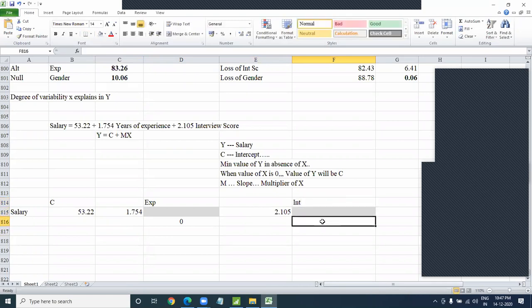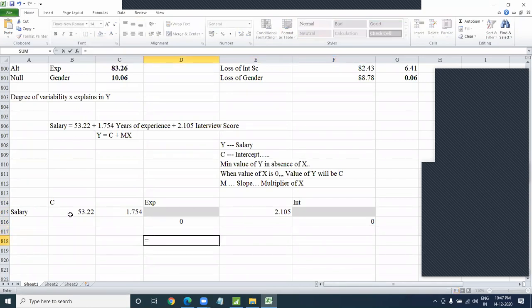And this is also getting multiplied. So 2.105 multiplied by interview score. Now, if you look at the equation, salary is equal to 53.22 plus whatever is the product of these two, plus whatever is the product of these two. That's what it means. Now, you've got a calculator created from the formula, from your own data, which is going to help you to predict the salary.